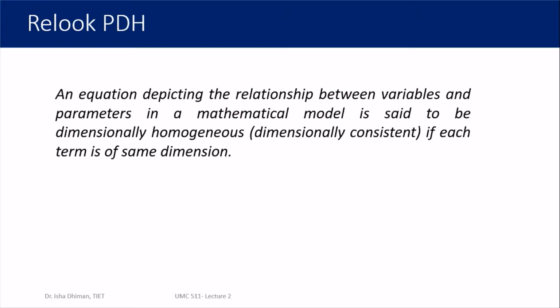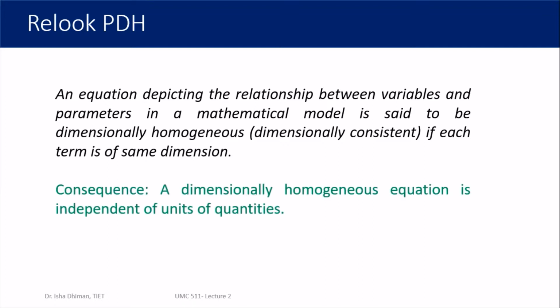So moving ahead, I want to give you some examples of dimensionally correct equations, and for that we need to relook at the principle of dimensional homogeneity, which we just stated. What consequence can we draw from the principle of dimensional homogeneity? It's very important. A dimensionally homogeneous equation is independent of the units of quantities. For example, you have formulated an equation, it really should not depend upon what set of units you have chosen. Only then is the equation going to be dimensionally homogeneous.